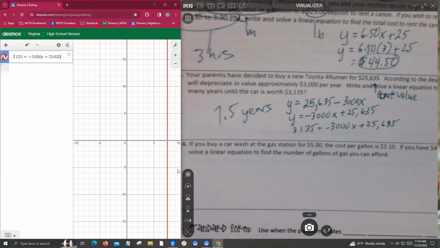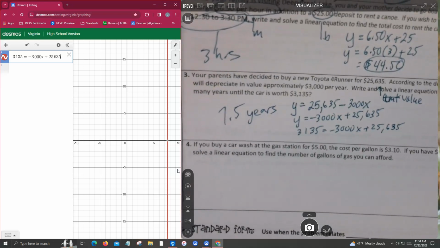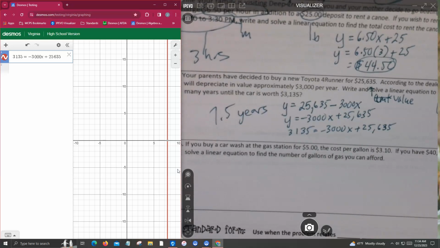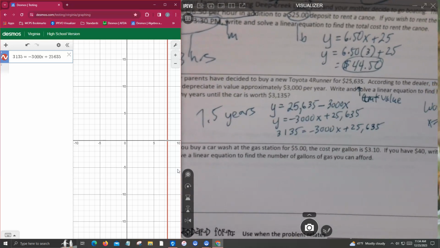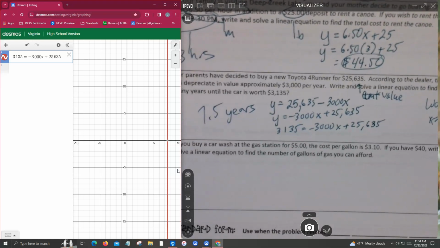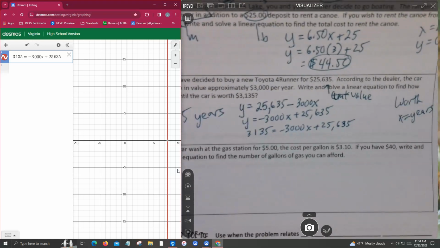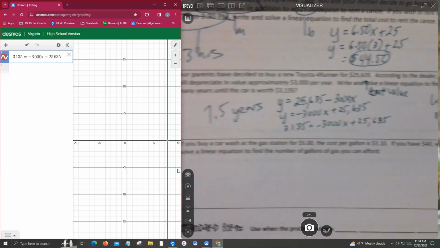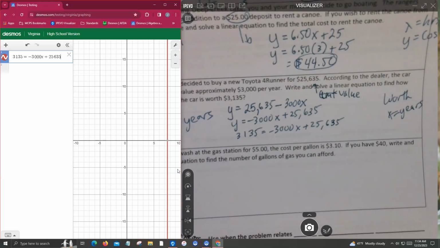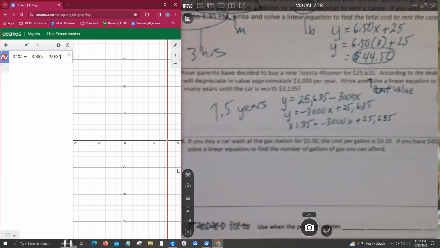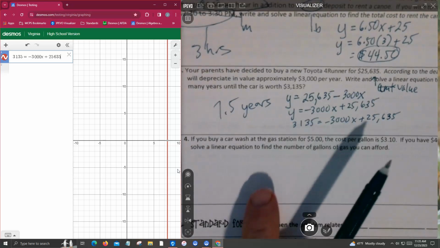All right, so you're buying a car wash at a gas station. It costs $5, and the cost per gallon is $3.10. So you're buying a car wash and you're buying gas. If you have $40, write an equation to find the number of gallons you can afford. It doesn't say solve it, but we're going to. Oh yeah, it does say solve.